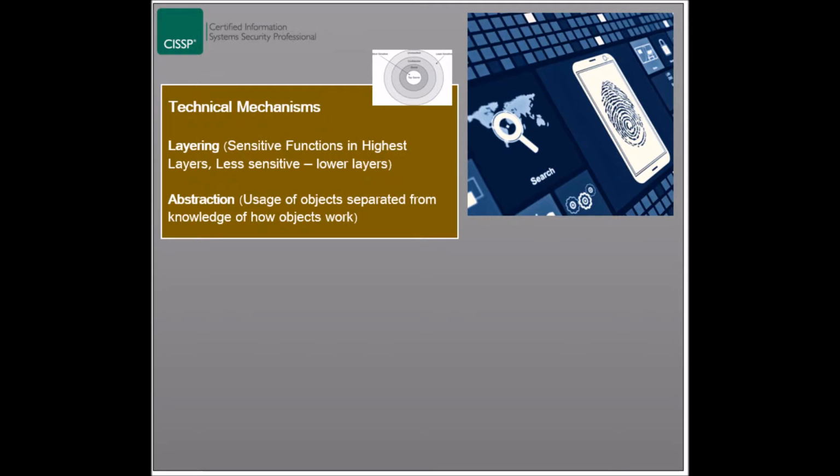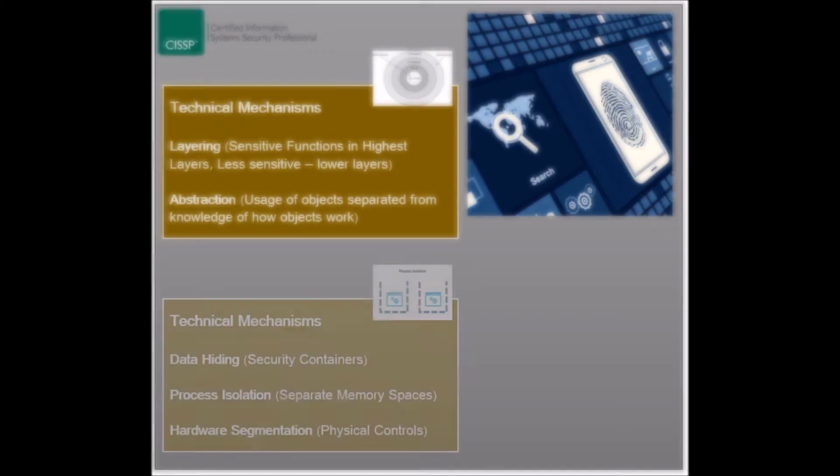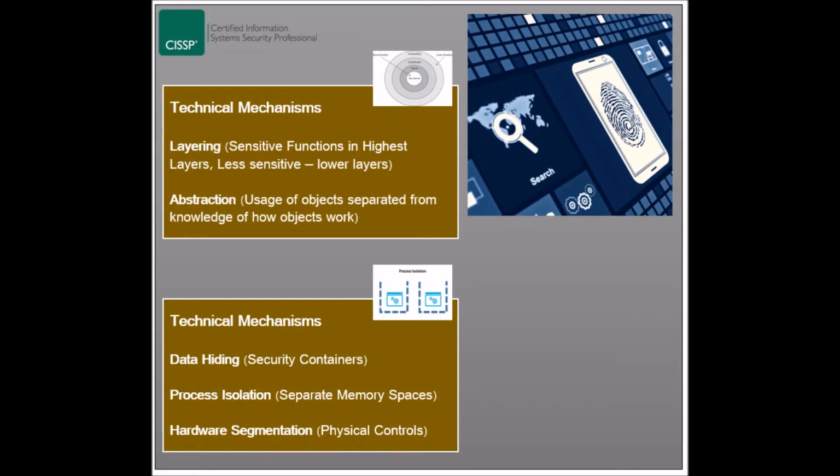The abstraction mechanism states that a user should be able to know how to use an object, rather than be able to know how the object works. Another form of abstraction is assigning similar groups of objects to classes, then applying controls to them, rather than to each individual object. The data hiding mechanism ensures that data at a higher security layer can't be accessed by processes at lower security layers. This is achieved by hiding the data in security containers that are different from the user or subject containers, and then controlling accessibility between them.